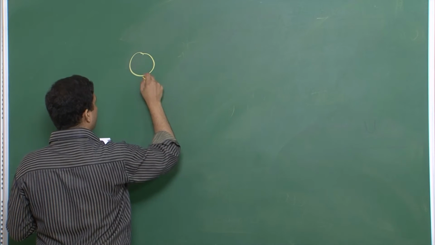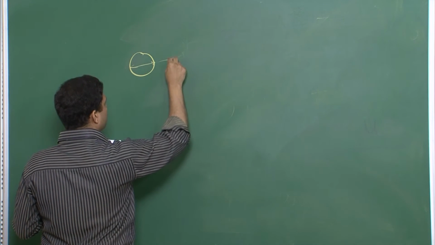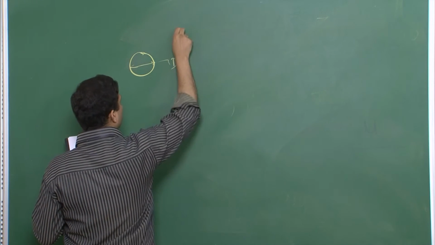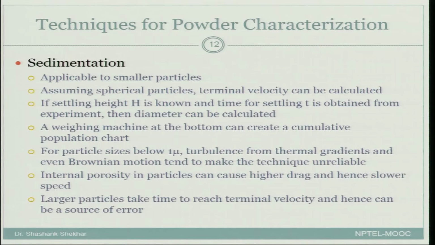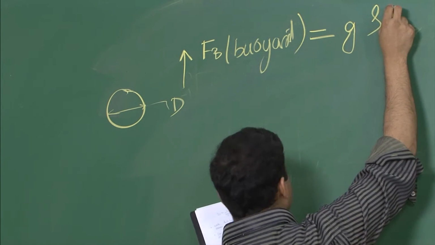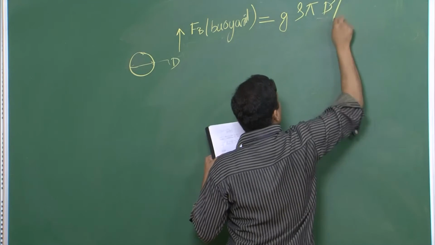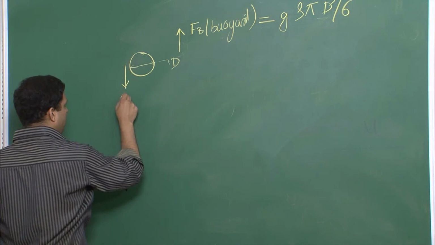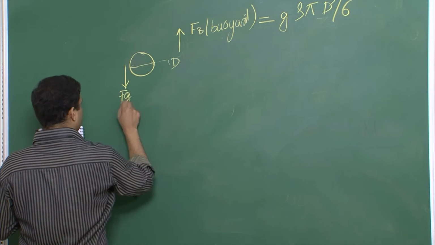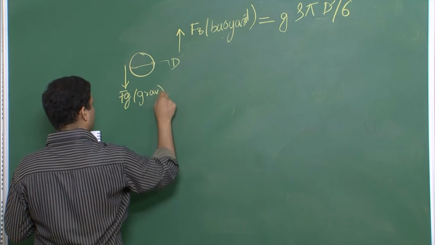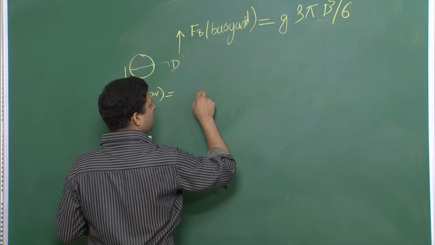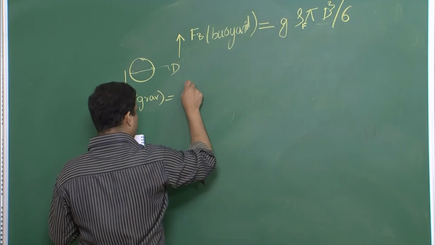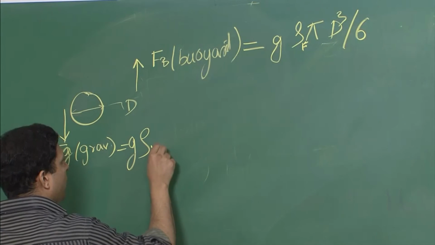So, let us say this is a particle of diameter d. Since it is inside a fluid, there is a buoyant force acting on it, which can be given by the following, and corresponding to the weight or the mass there will be a gravitational force, which will be similar, except that here we had rho f. Okay, I will define it in a moment, but let me write down the equation first. Here you will have rho m.